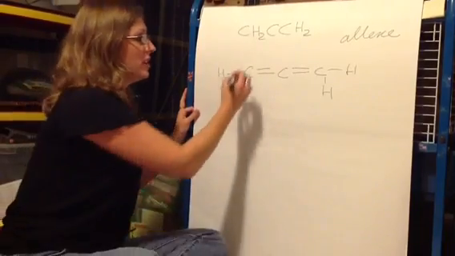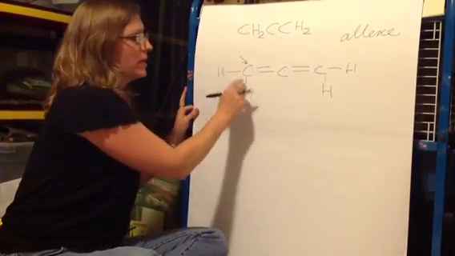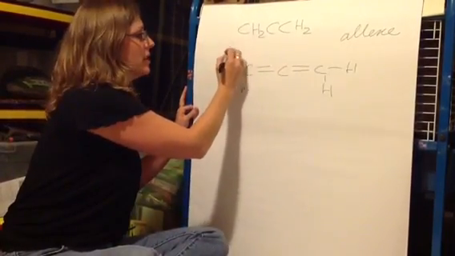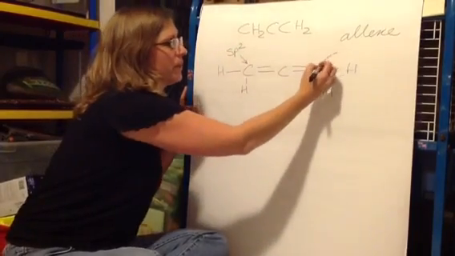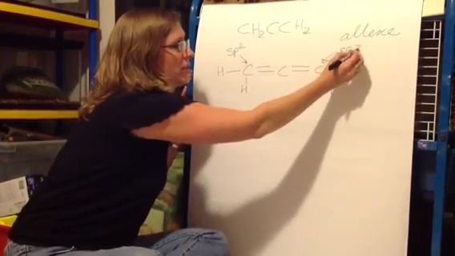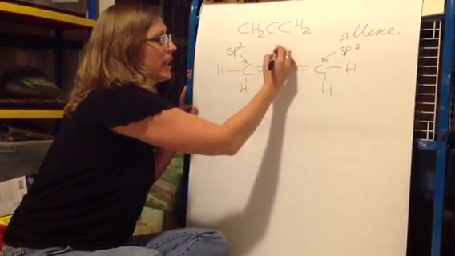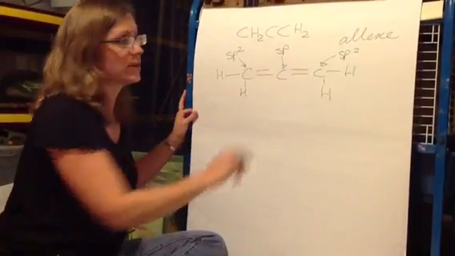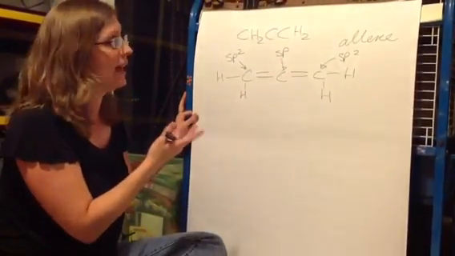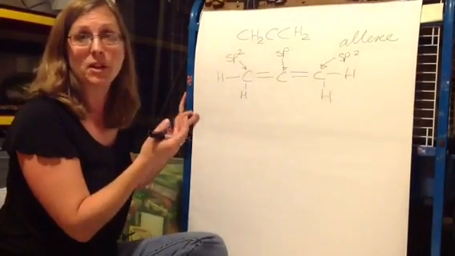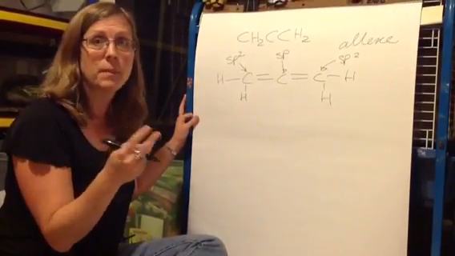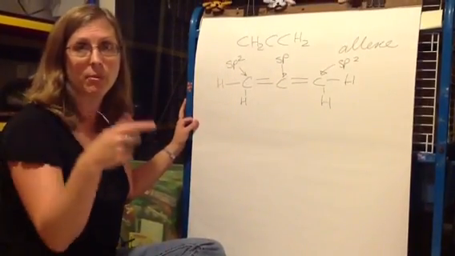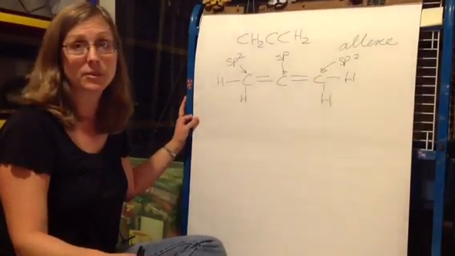The hybridization of these end carbons with 1, 2, 3 regions of electron density is sp2. These end carbons are sp2, and this middle carbon is sp hybridized. It has just 2 groups, so it's sp. So what's interesting about allene is most of the sp hybridized carbons we've seen have been triple bonds. This is an example where we have 2 double bonds, and we'll see what that does to the geometry.